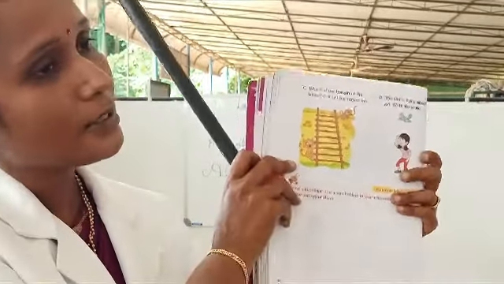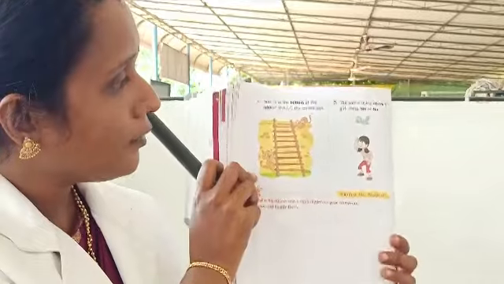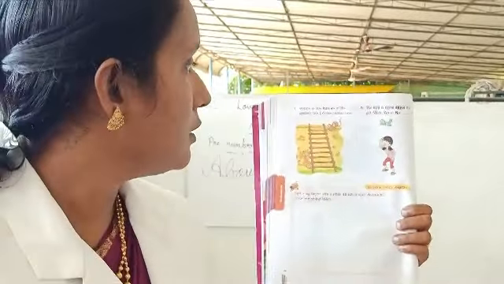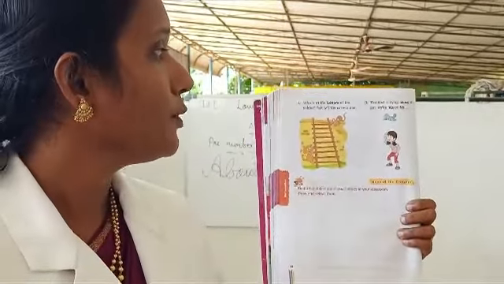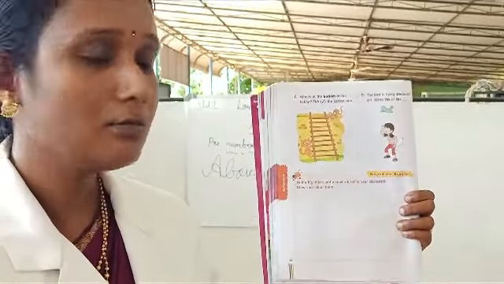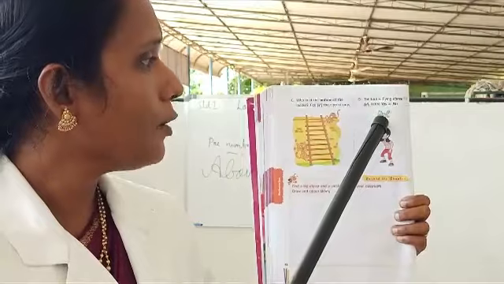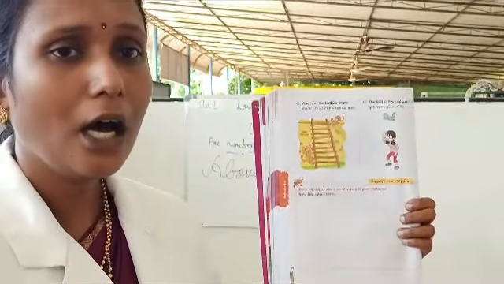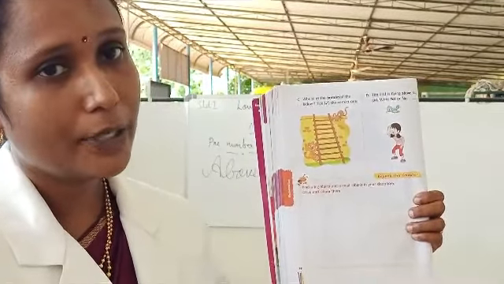Then, the last question. The bird is flying above the girl. Right? Yes or no? Yes, the bird is flying above the girl. So, write here, yes. Okay, children, today we discussed the comparison of objects based on their size, length, quantity, etc.